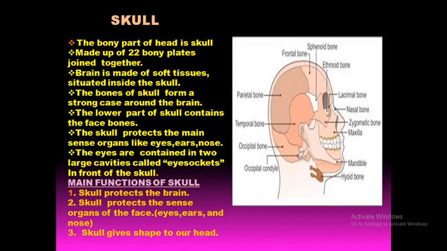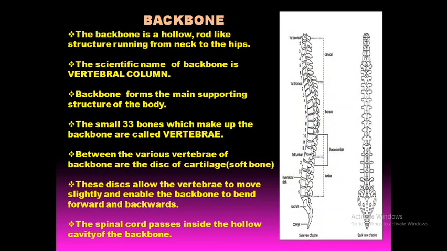Okay. Next, we are concerned about the backbone. So what is the backbone? The backbone is the hollow rod-like structure which runs from the neck to the hip. The scientific name of the backbone is the vertebral column. So we have this vertebral column, so we are vertebrates. And it forms the main supporting structure of the body. The body gets its main support because of the presence of the backbone.